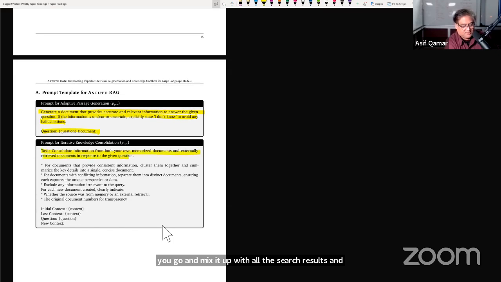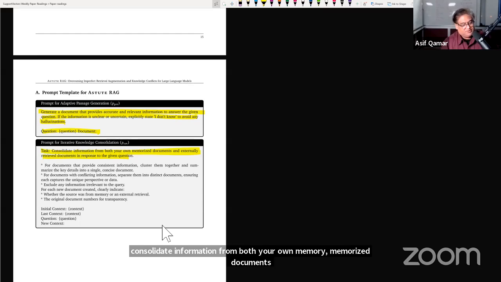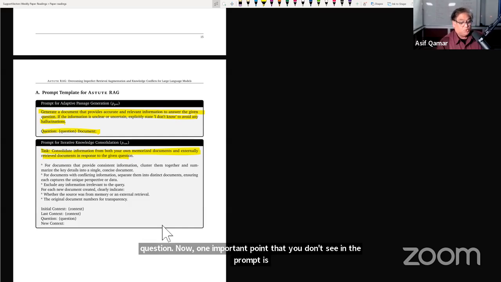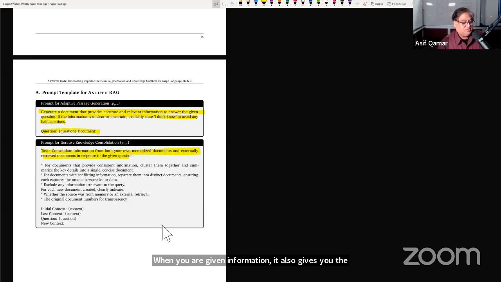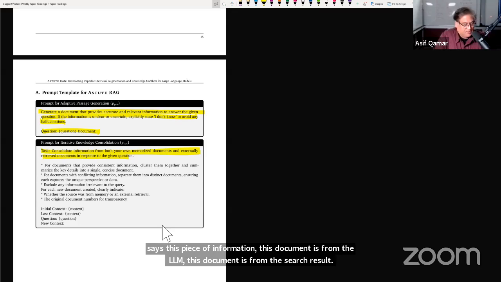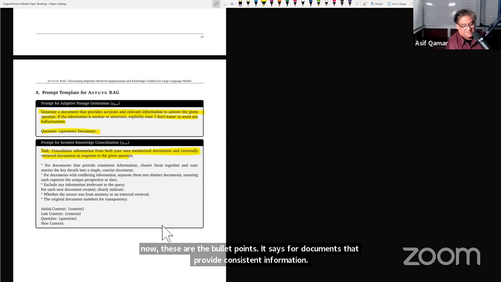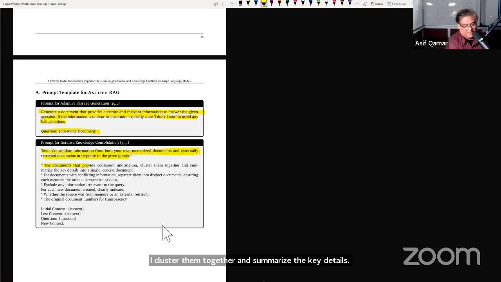What is the consolidation task? You're saying, consolidate information from both your own memorized documents and retrieved documents in response to the given question. Now, one important point that you don't see in the prompt is that when you are given information, it also gives you the source of the information. It says this document is from the LLM, this document is from the search result, and from the source of the search result. So now, these are the bullet points. It says, for documents that provide consistent information, cluster them together and summarize the key details. So you cluster and you rewrite key details into a single concise document.